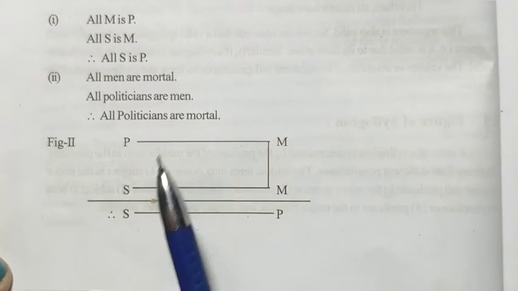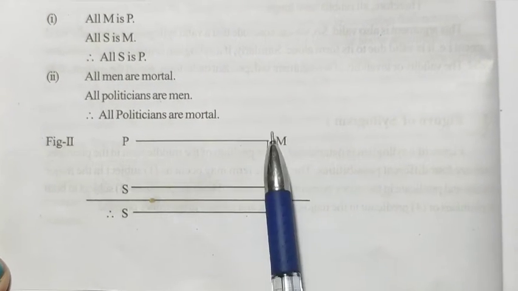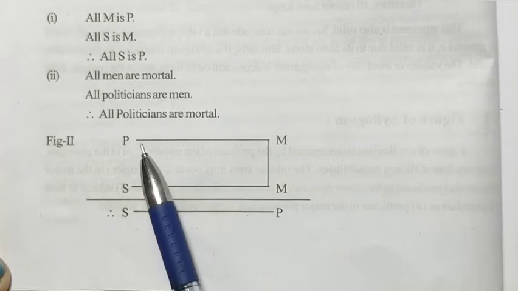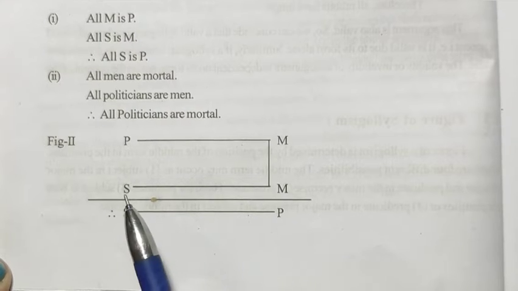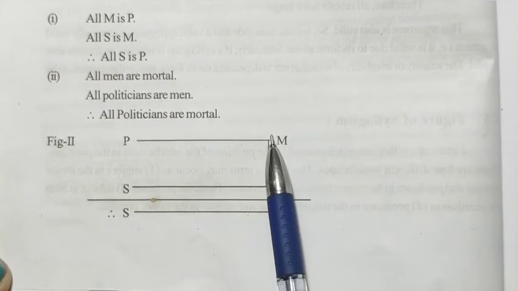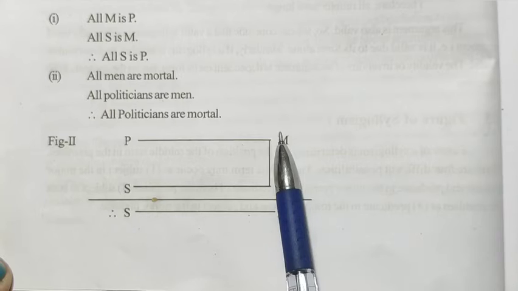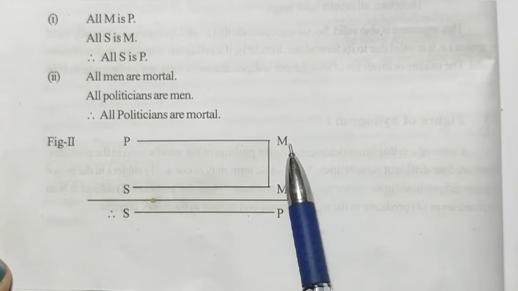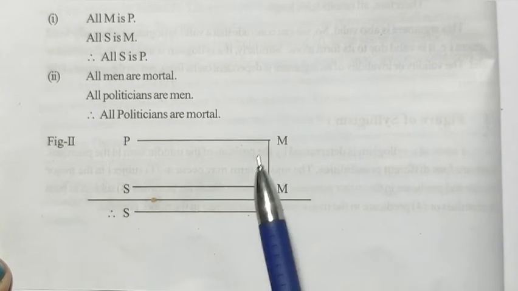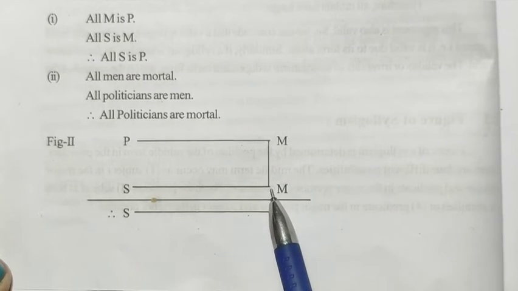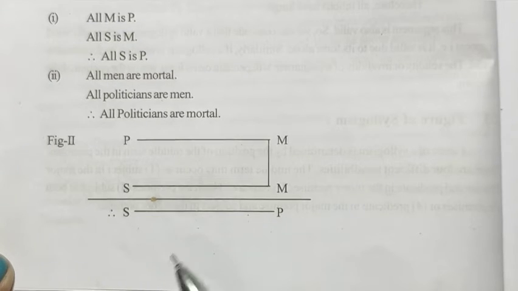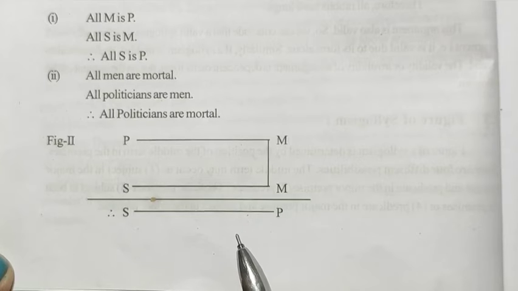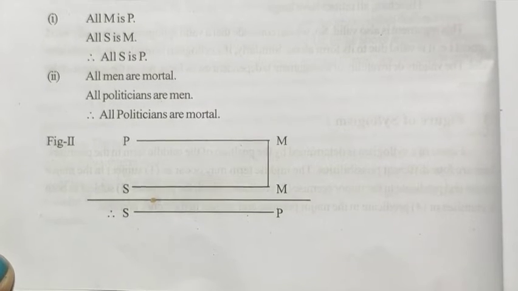Then the second figure. Here the middle term is in predicate place in both premises. This is the major premise, this is the minor premise and this is the conclusion. This is the subject place, this is the predicate place. The position of the middle term is in predicate place in the major premise and also predicate place in the minor premise. So the position of the middle term in the second figure is the predicate term in both the major premise and the minor premise.